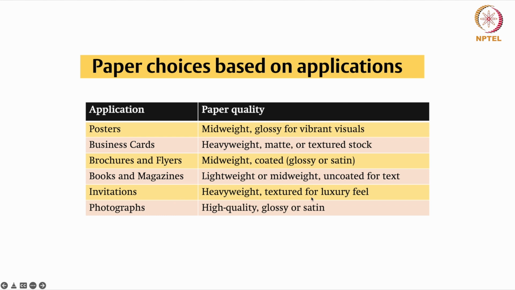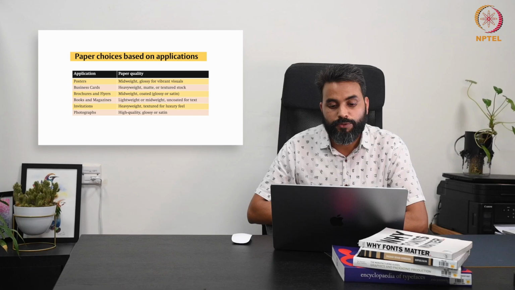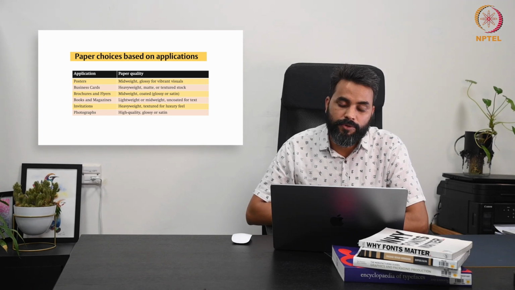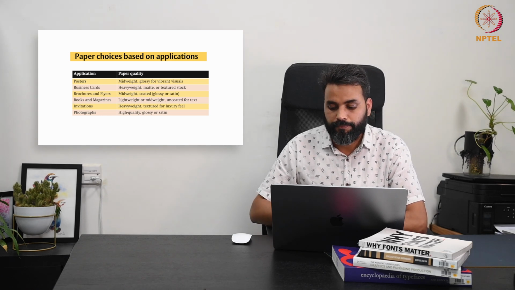So here you can have multiple explorations with the weight and texture. And for photographs, you need a high quality glossy or satin finish. So these are the things you should remember and maybe consider when you are working on any project. Now let us move ahead.